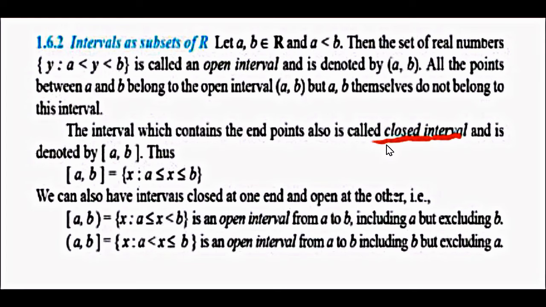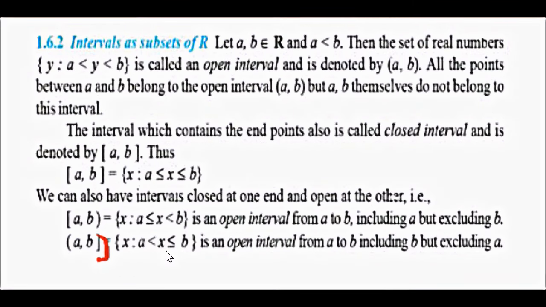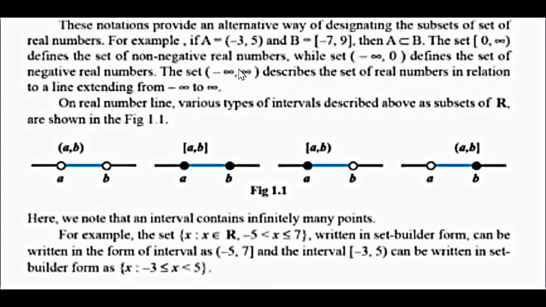But we can have a combination of these also, that is, open on one side and closed on the other. For example, x which is greater than or equal to a and less than b. Here we'll use the square bracket, and here we'll use the round bracket, and the case can be reversed. That is, x is greater than a, x not including a, so we will use a round bracket, while x is less than or equal to b, so we'll use a square bracket, which means x may be b.